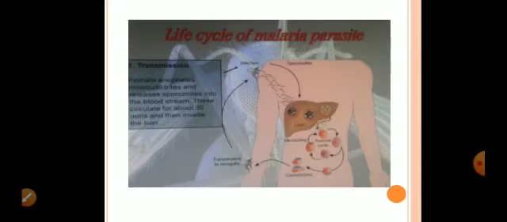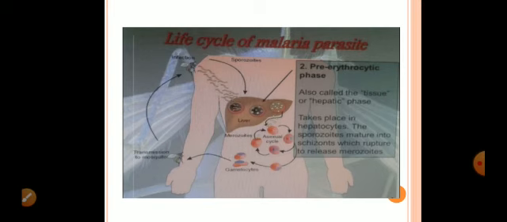Transmission. The transmission of malaria occurs by the bite of the female Anopheles mosquito. When a mosquito bites, sporozoites are liberated into the bloodstream, circulate for about 30 minutes, and invade the liver cells. In the liver, these sporozoites develop and multiply by nuclear binary fission. Second, the pre-erythrocytic phase, also known as the tissue hepatic phase, takes place in hepatocytes. Sporozoites mature into schizonts, which rupture and release the merozoites.